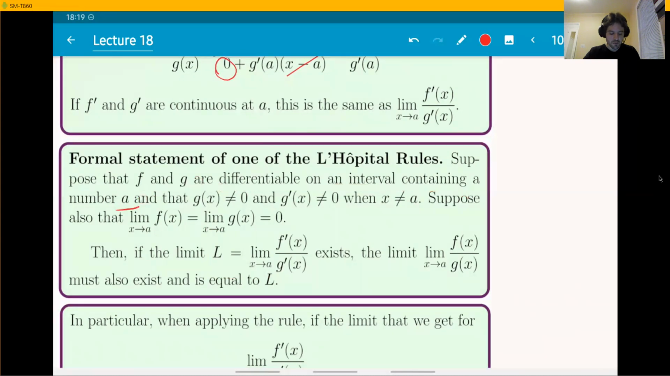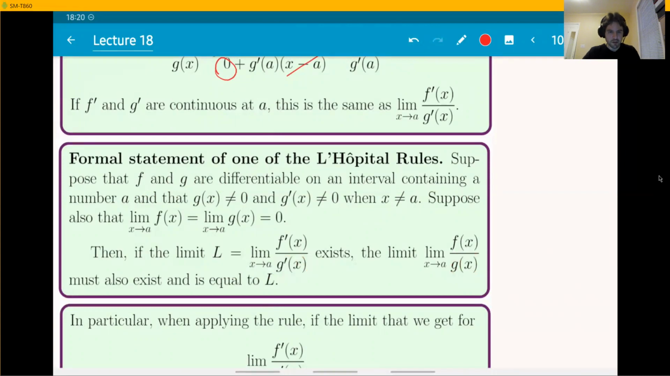Suppose that g and g prime are never 0 around this number a. So when x is different from a, they should not be 0. This is just technicalities, right? This is here because we are considering fractions where g is in the denominator. So we can only do that if we know that g is not 0.